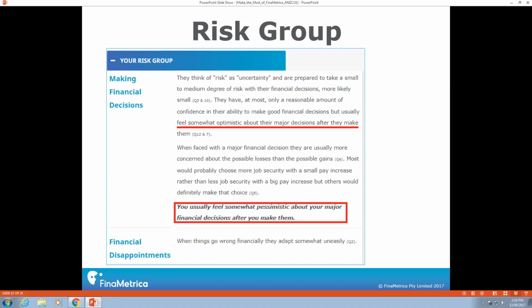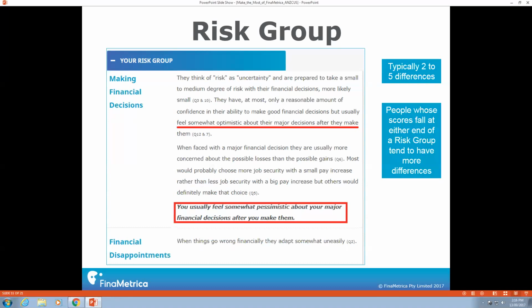He usually feels somewhat pessimistic about major financial decisions after he makes them. Now, typically there will be between 2 to 5 differences. Differences occur because while those within a risk group are similar, they are not clones. People whose scores fall at either end of a risk group tend to have more differences than those with scores in the middle.